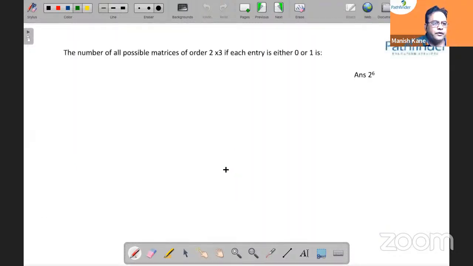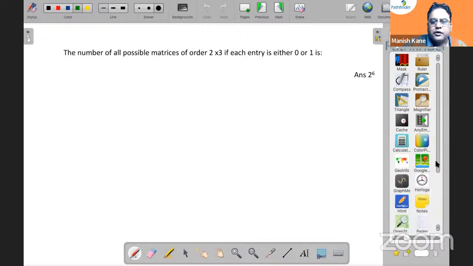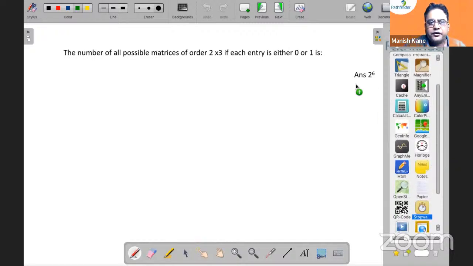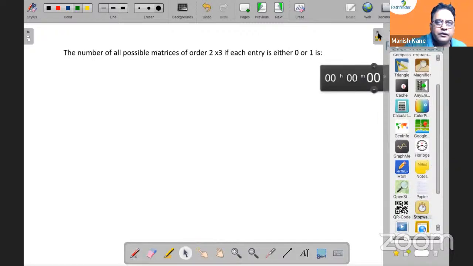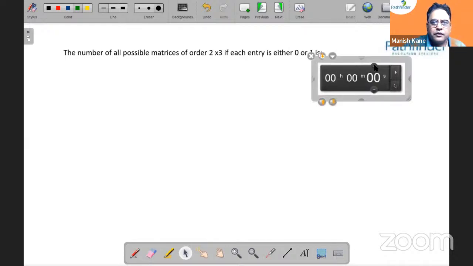Next, let us solve the first question for today. I won't give you a lot of time to solve this question. Attempt this particular question, please. You have 30 seconds to attempt this.